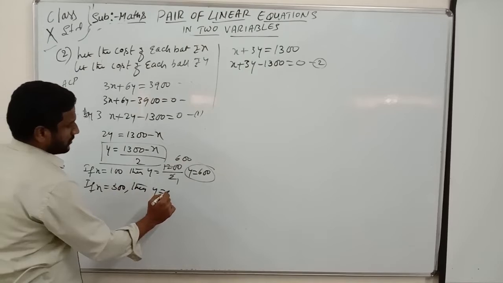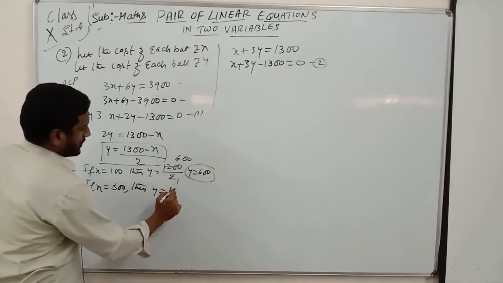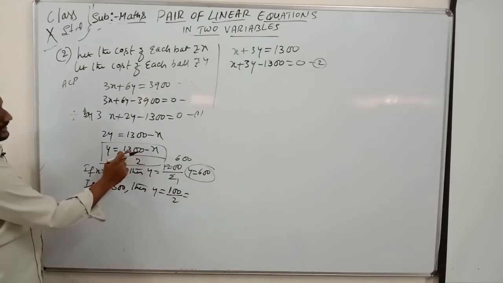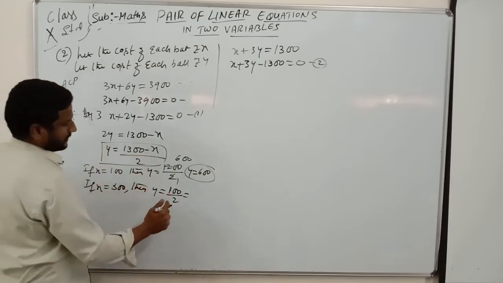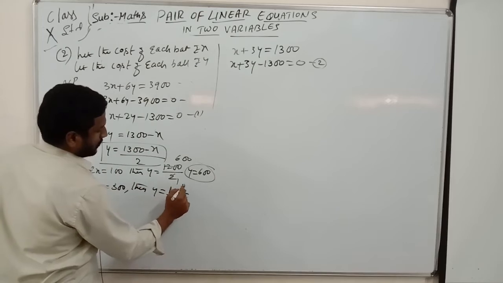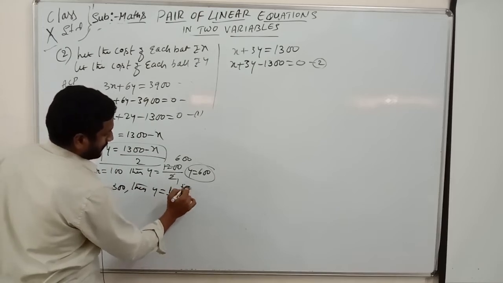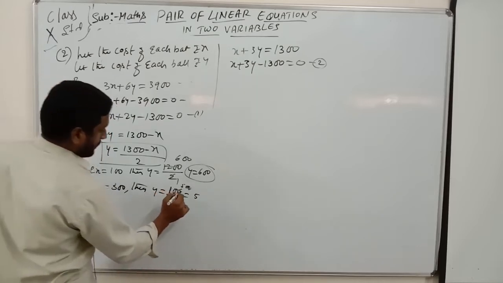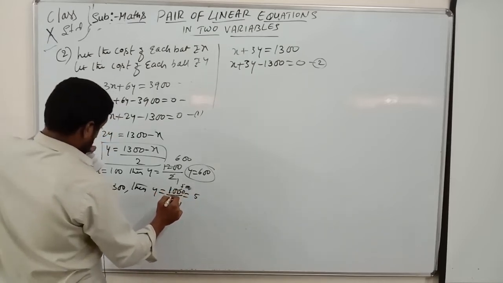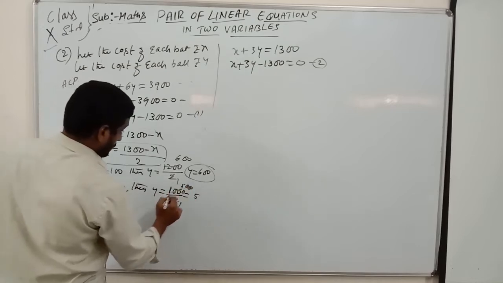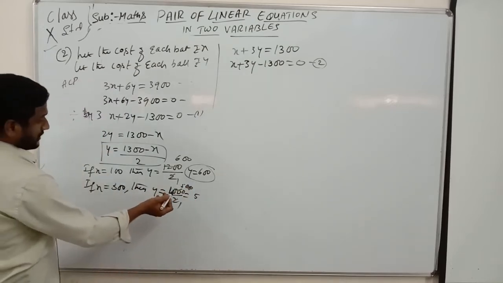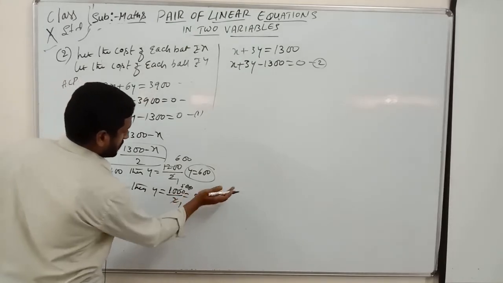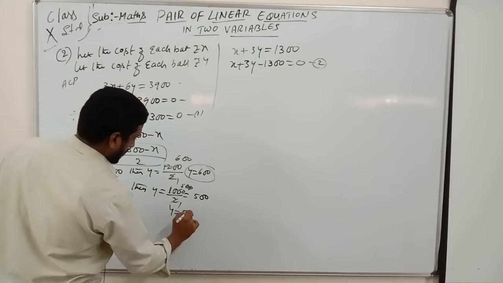So x value is 300. Then y is equal to 1,000 divided by 2. How did 1,000 come? In 1,300, 300 goes, so 1,000 divided by 2; 2 fives are 10, so 500. So y is equal to 500.